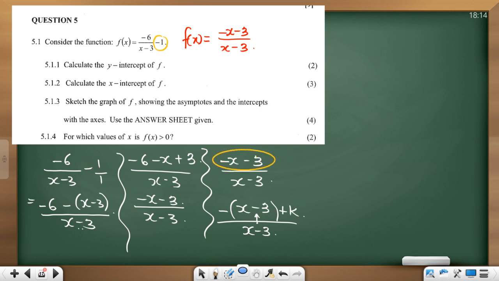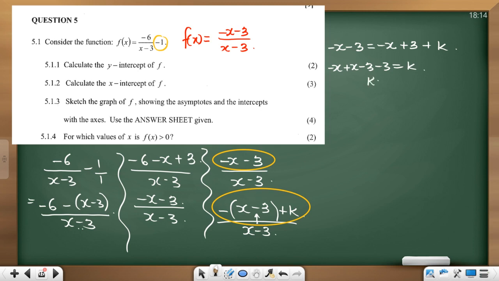Now, this numerator and this numerator should be the same. So, minus x minus 3 is equal to, if we expand that bracket, minus x plus 3 plus k. Minus x plus x minus 3 minus 3 equals k. So, my k equals negative 6.